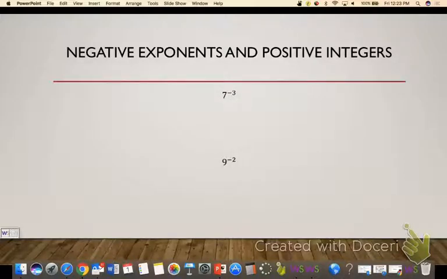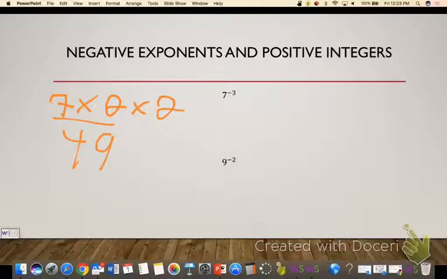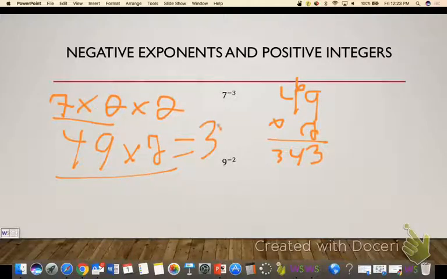Next is negative exponents and positive integers. So the first one is 7 to the negative third power. For this one, we use the reciprocal of our answer to get the answer of the negative exponent. So first, we can start out by doing 7 times 7 times 7. 7 times 7 equals 49. So 49 times 7 is 343.